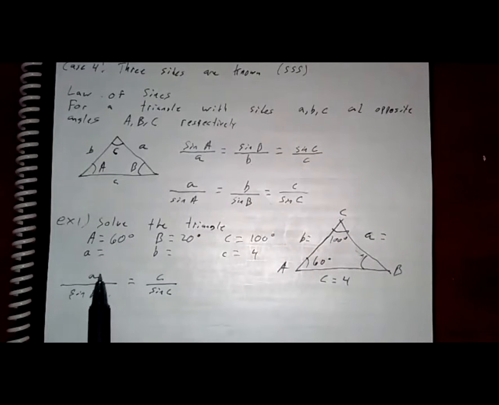Okay. So how do we solve for little a? First solve for the sine of A and the sine of C. I want to get little a by itself, right? So this is in the way, right? The sine A. So multiply both sides by sine A.